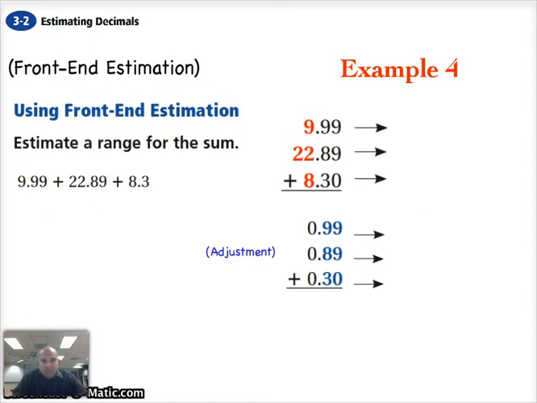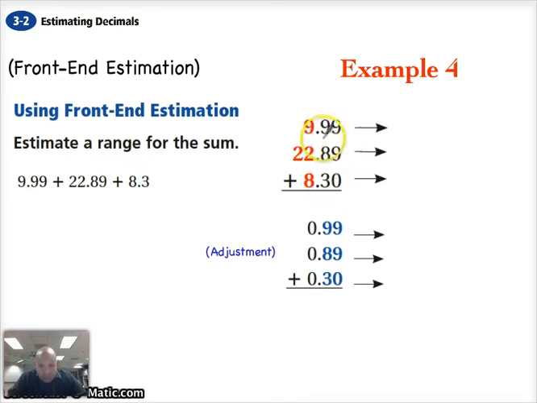Final example is front-end estimation. In this case, we're going to use front-end estimation and a little more. It says estimate a range for the sum. So I'm looking at the sum of 9 and 99/100ths plus 22 and 89/100ths plus 8 and 3/10ths.